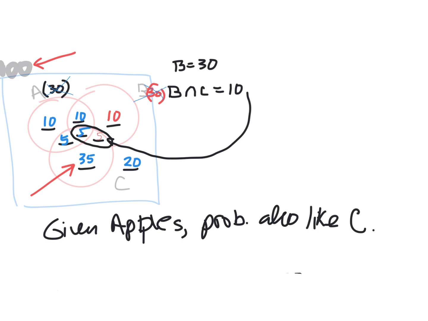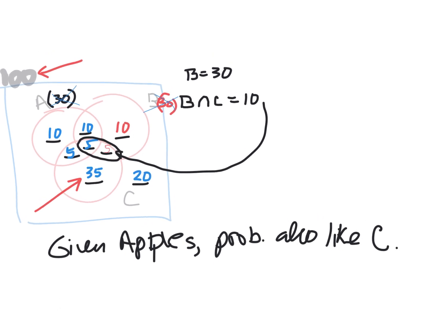Now remember that given changes it and it won't be out of 100. If you did stuff out of 100, you did it wrong. Because when they say given, they're changing it. They're saying it's not out of all the people. So if you thought it was out of 100, you're doing it wrong. Given they like apples, what's the probability they also like carrots? All right, talk to the kid next to you what you think it is, see what they think it is.